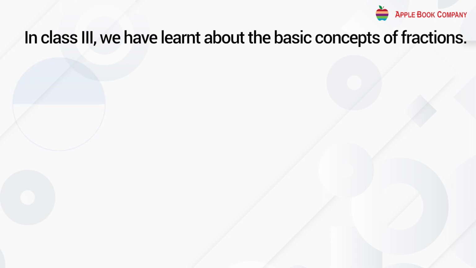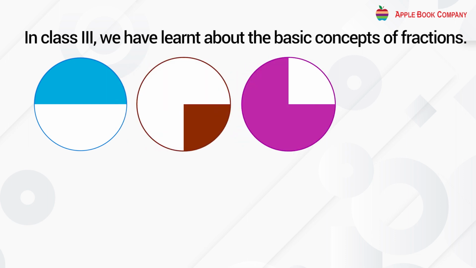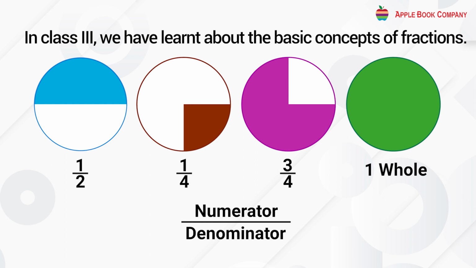In class 3, we have learned about the basic concepts of fractions. A fraction is an equal part of a whole and part of a collection. You can see four circles below. When a whole object or group is divided into equal parts, then a part is called a fraction of that whole. Each fraction is written with the numerator on the top and the denominator at the bottom.